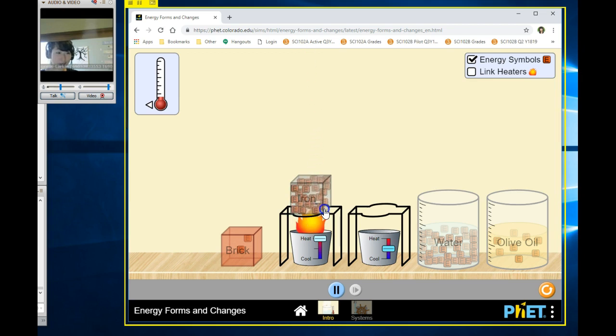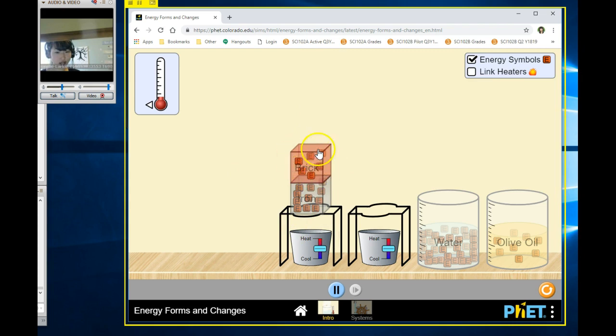Now I'm going to grab the brick and drop that on top, and I want you to tell me what happens to the iron versus the brick. Drop that on top, and what do you see happening? Yeah, the brick got much, much hotter, right? You can see the energy units from the iron went into the brick. So the brick got hotter, but the iron actually did what?